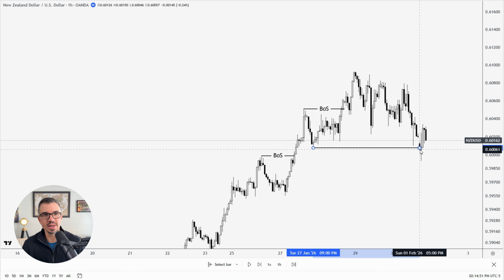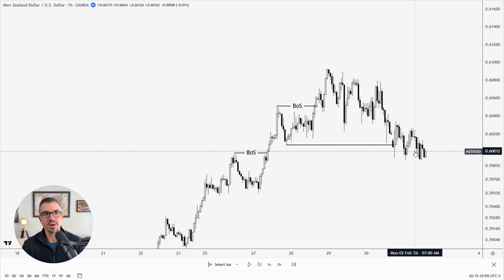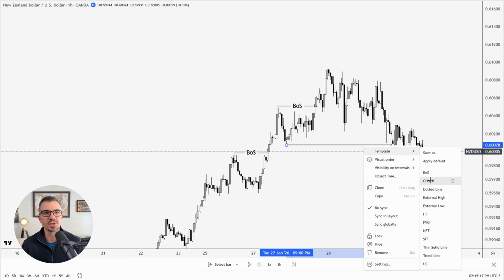And we know that this is significant because this was the low right here before this BOS. So this was our external or protected low here on the New Zealand dollar, which you can see that we started to break over here. And if there was any doubt as to whether or not we really broke that, you can see that if I play this forward, we certainly got a break in here. Okay, so this right here now becomes our change of character.